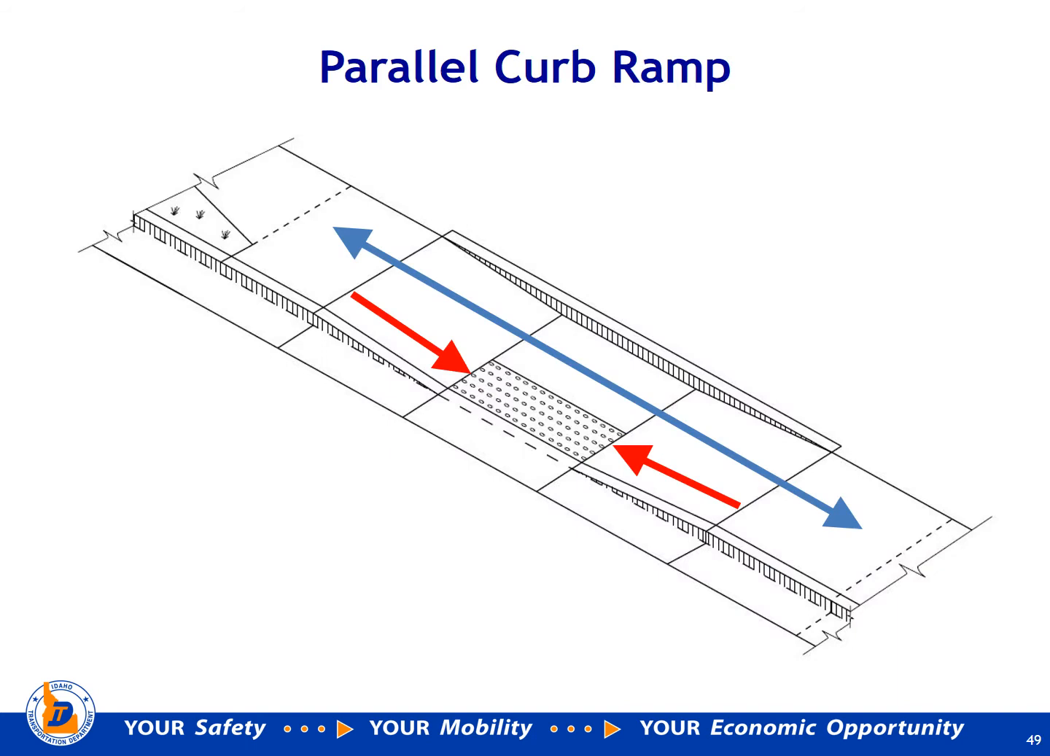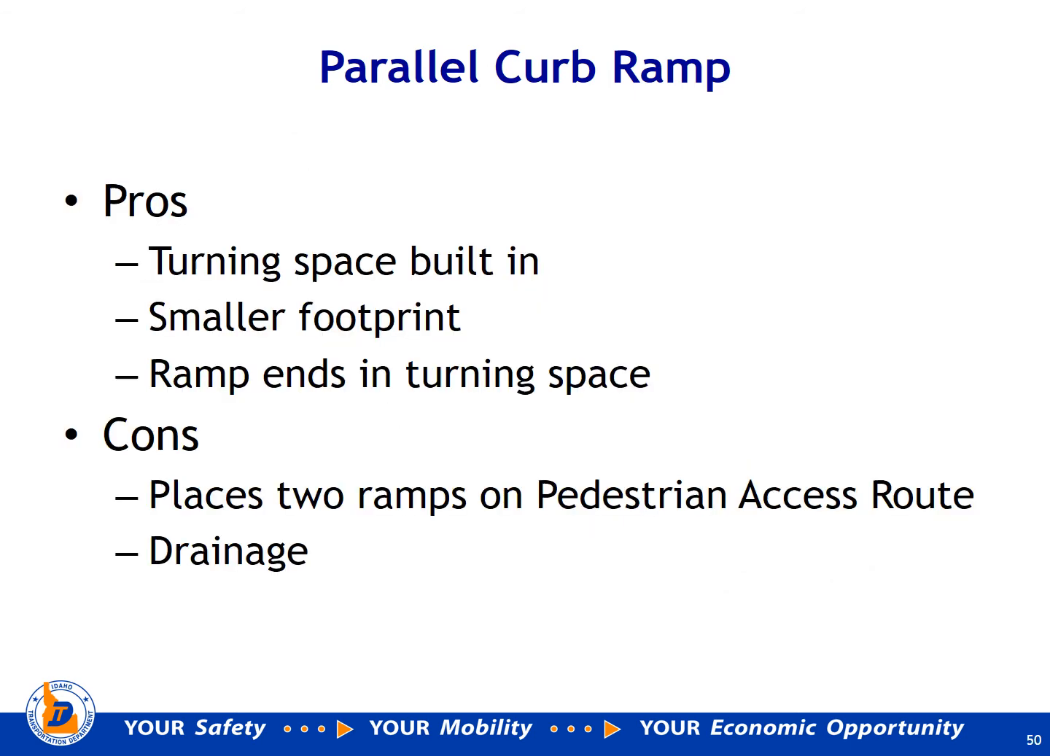Here, parallel curb ramp. The parallel curb ramp has the curb cut and change in elevation parallel to the pedestrian direction of travel. Parallel curb ramps have their pros and their cons. Their pros are the turning space is built in. It takes a smaller footprint, and the bottom of the ramps end at the turning space. The cons are you have to place 2 ramps on the pedestrian access route, and drainage can be an issue.